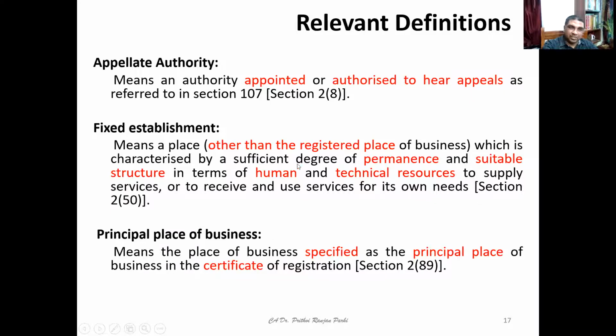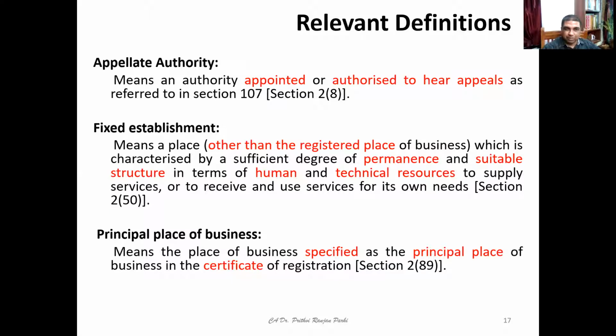Okay, this is the meaning of fixed establishment. There should be some kind of permanent structure or some kind of suitable structure in terms of human people should be there, technical resources should be there. If that kind of place is there, that can be referred to as fixed establishment.